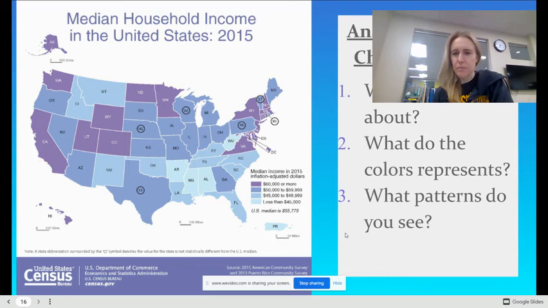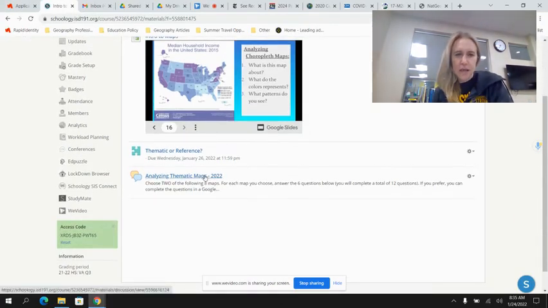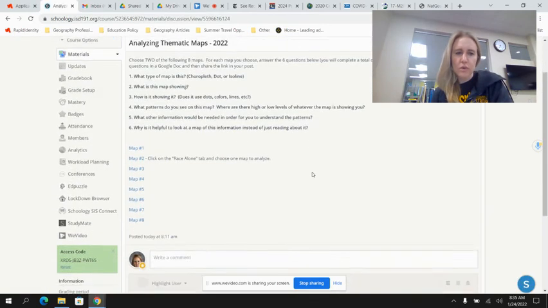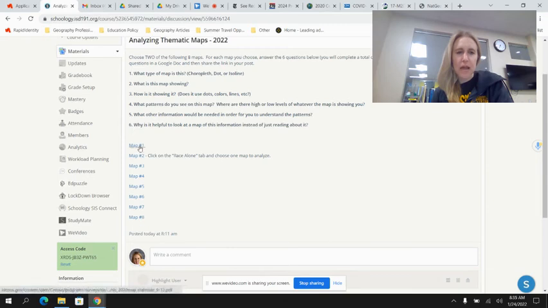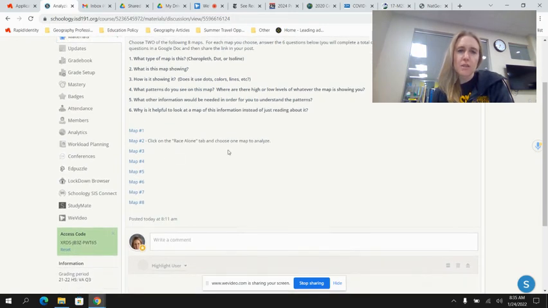We see less wealth. All right, so what you are going to be asked to do, final thing for this lesson, is you're going to be working on analyzing thematic maps. There are 8 different maps here, and you're going to choose 2 of the following 8 maps. You can choose any 2. For each map you choose, you're going to answer the 6 questions below, which means you're going to complete a total of 12 questions. If you prefer, you can complete the questions in a Google Doc and then share the link in your post. So you are going to answer these 6 questions for 2 of the maps.